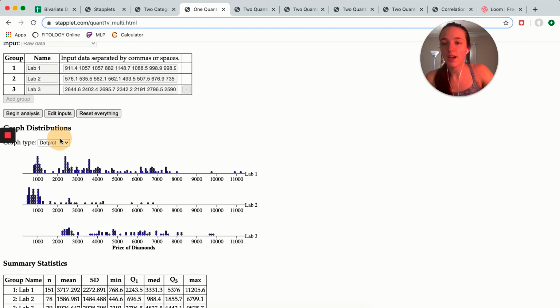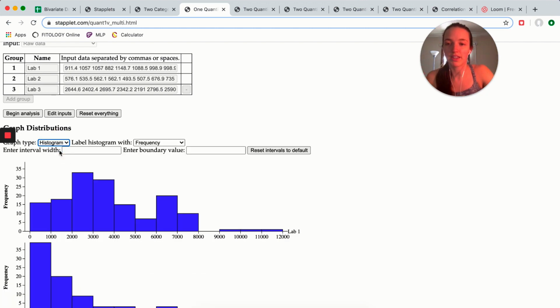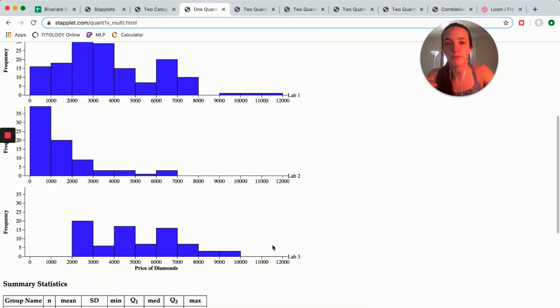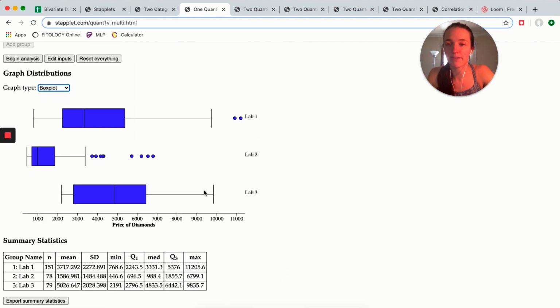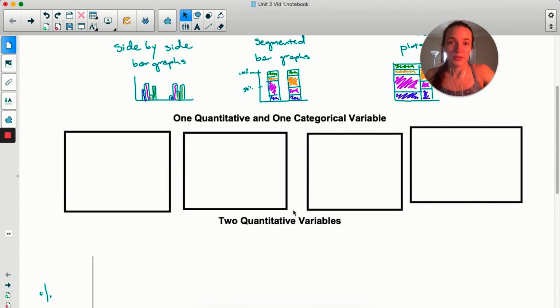So we can use a dot plot, we could do the same thing with a histogram and kind of stack the histograms on top of each other. We could also do the same thing with a box plot, stack the box plots on top of each other. This way we can see, oh wow, look at this, it's so narrow, so lab 2 has lots of diamonds in this cheaper range as compared to labs 1 and 3. The one that wasn't included was a stem and leaf.